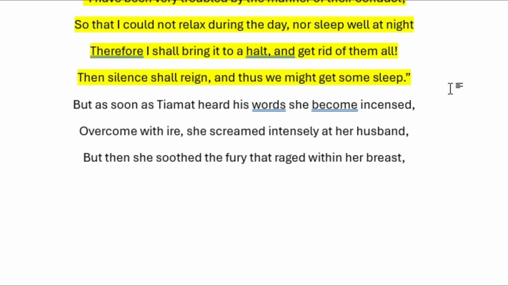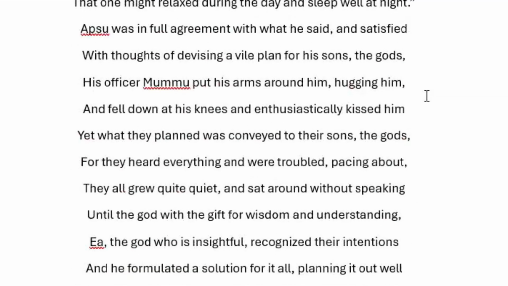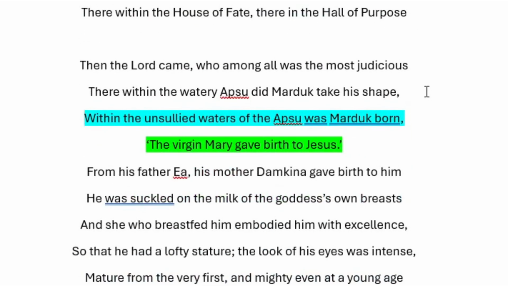Do you wake up at 3, 4 in the morning going, I can't resolve it, tossing, turning, fitful? Therefore I shall bring it to a halt and get rid of them all. Then silence shall reign, and thus we might get some sleep. Then Tiamat happens. So what happens here is there's this conflict that goes on. Later on, within the unsullied waters of the Apsu was Marduk born.